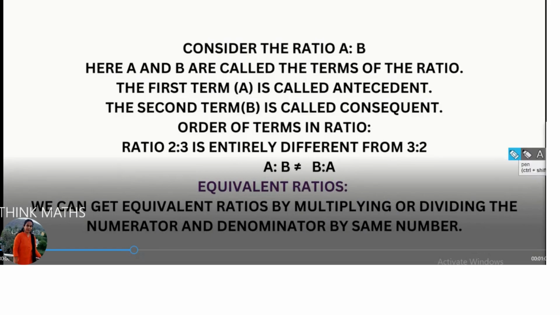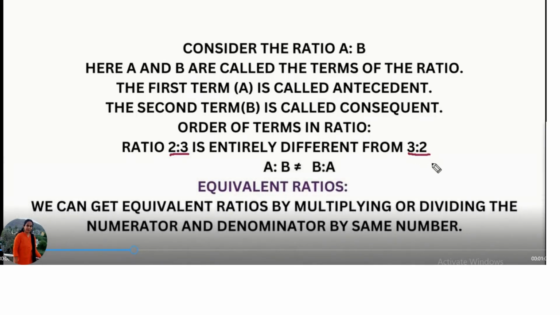What is the order of terms in a ratio? If we write 2 is to 3 and 3 is to 2, the total will be 5, but the ratios are different. In the last example, we took orange and apple. 2 is to 3 means 2 oranges and 3 apples. 3 is to 2 means 3 oranges and 2 apples. So the ratio is entirely different. So A is to B is not equal to B is to A.